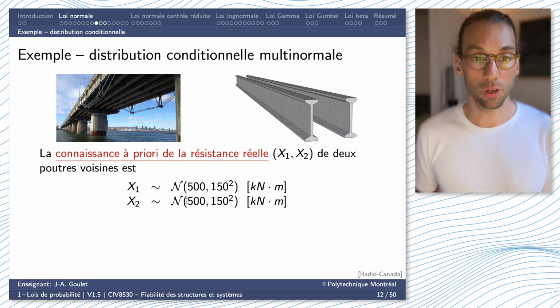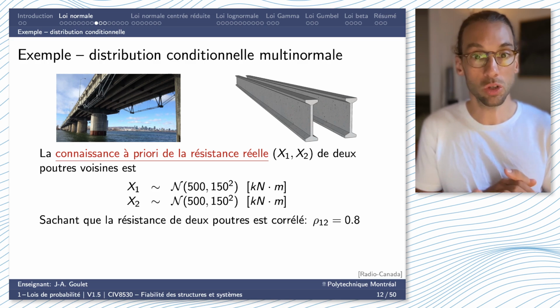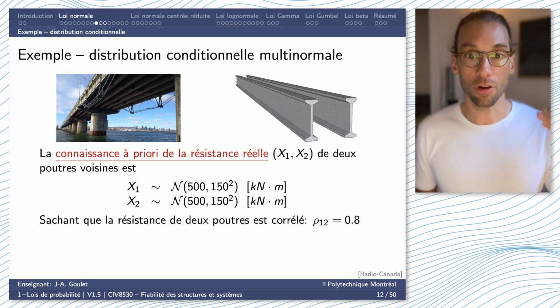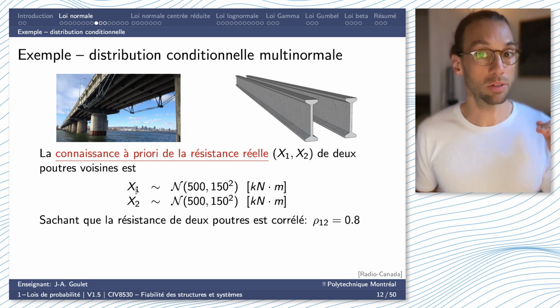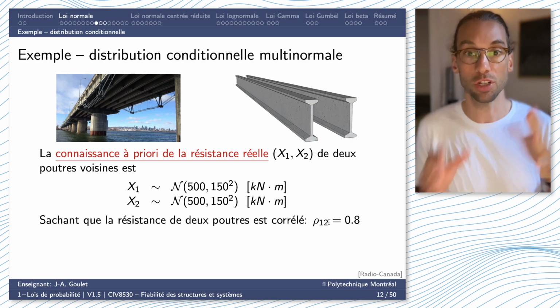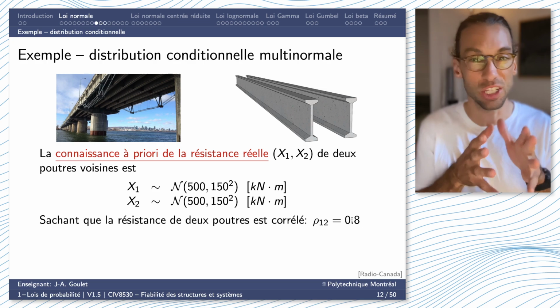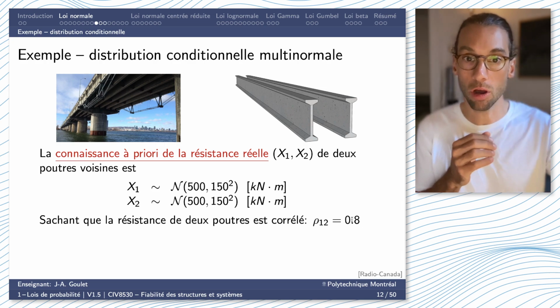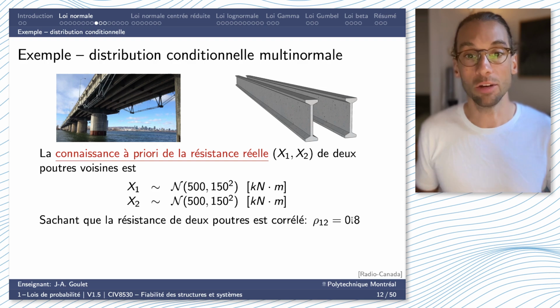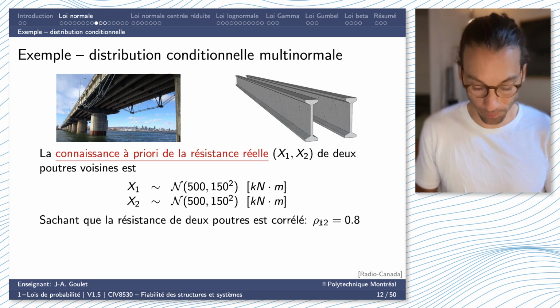We have the same thing for the two beams, and given that they were built in very similar conditions, we can assume that if we have a higher than expected resistance for x1, we should have a higher than expected resistance for x2, but this is not exactly right. So in this case, we assume that the correlation coefficient between these two beams is 0.8. Right now, we're going to assume that 0.8 is given. Later on, in a later module, we're going to see how we can estimate such a parameter from the data. But for now, let's assume 0.8 is given.